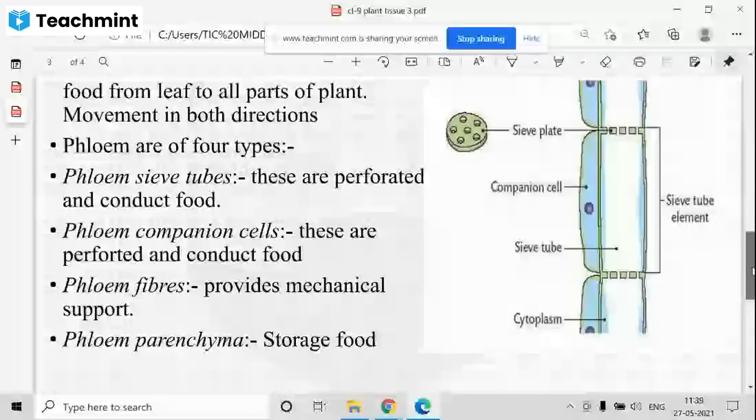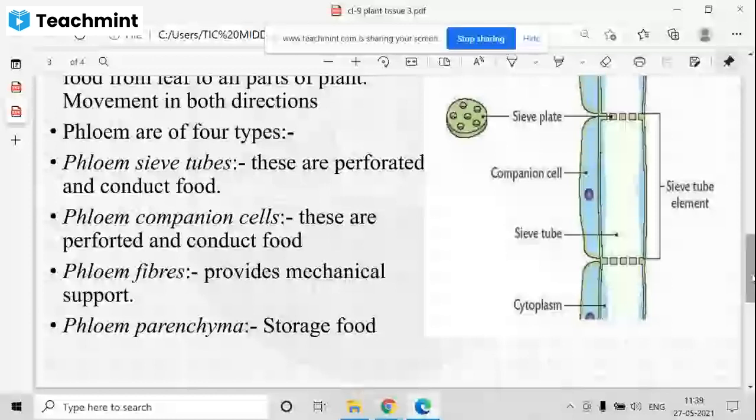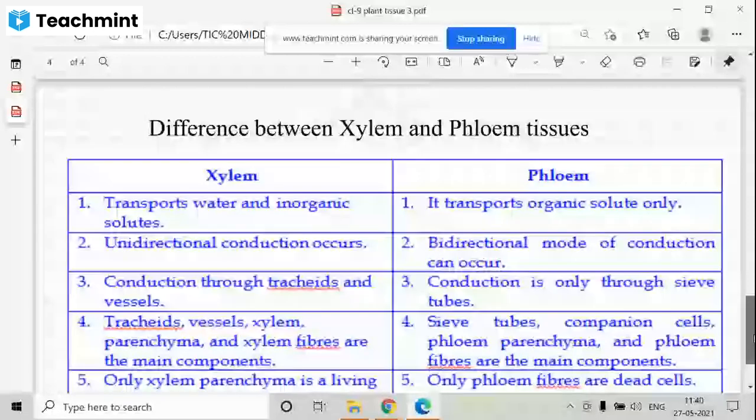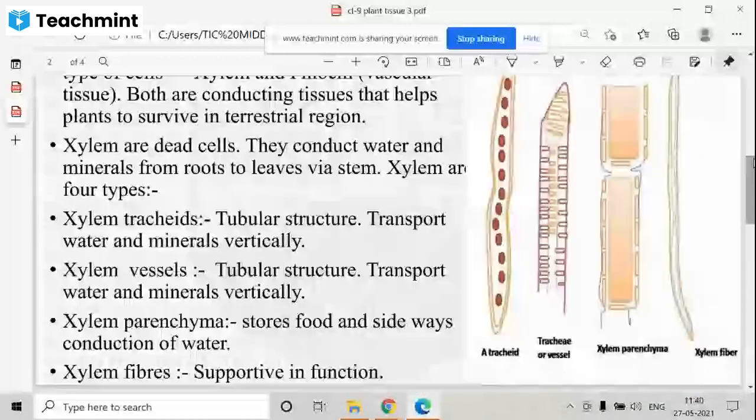So we have this structure. You can see it is very clearly given. Sieve plates. These all together are called sieve elements, tubes. These are tube type. Then the cytoplasm part of the cell, these are the companion cells on the side. So these phloem help in conduction of prepared food from the leaf to all parts of the plant. Clear? So am I clear with xylem and phloem?